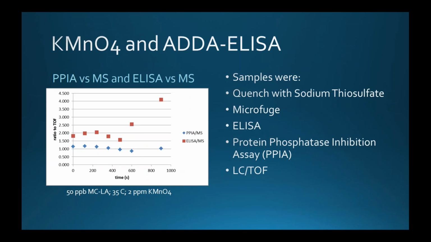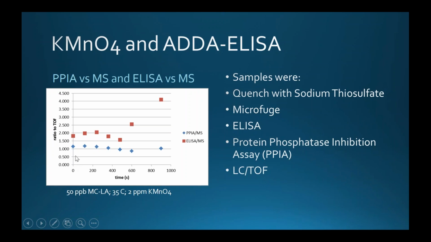So, in a nutshell, what I would like to do is for a minute talk about one of the problems that we've seen. And one of the things that we've seen is with permanganate, and when we use the ADDA ELISA kit to study the microcystins. So in this case, I'm going to step through this hopefully slowly to make sure I don't lose anybody. So we started with 50 parts per billion microcystin-LA.